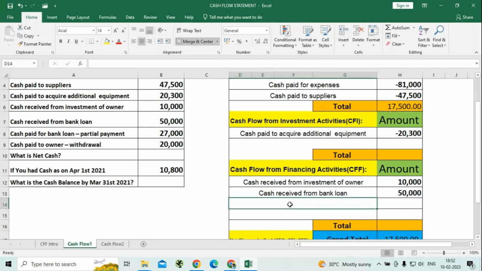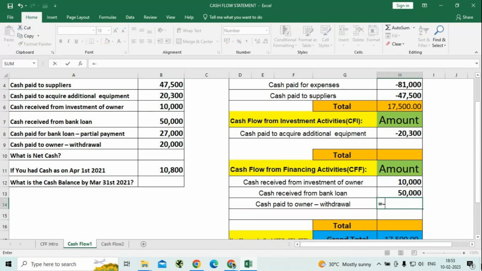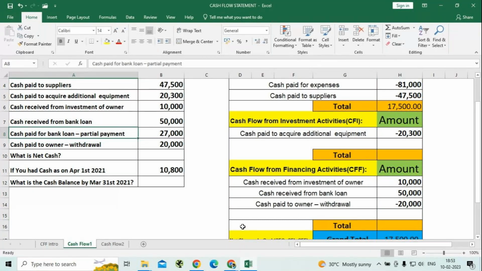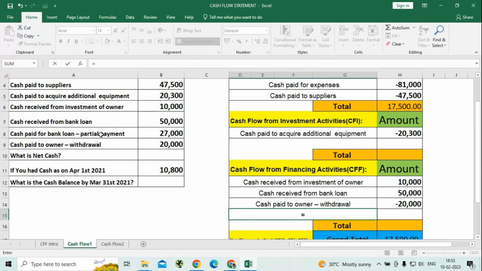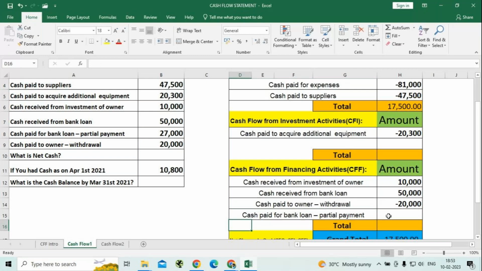The next thing is cash paid for owner's withdrawal. That means it has been withdrawn by the owner, which we call it as what? The drawings account. Very good. Since the money is going out, I'm going to show it as minus value. Okay, in between I've left out one more. Cash paid for bank loan, that means after taking the loan, I have paid for that period, so the money is going out. So it is 27,000.